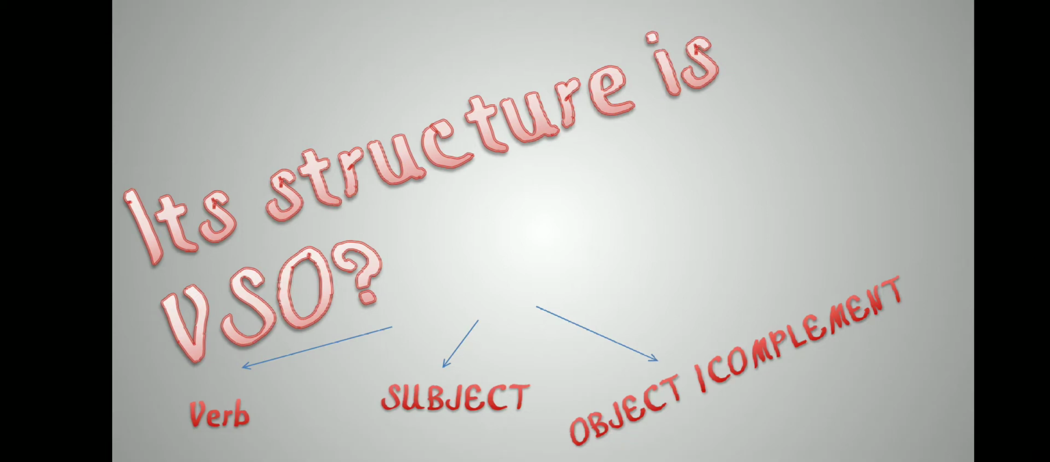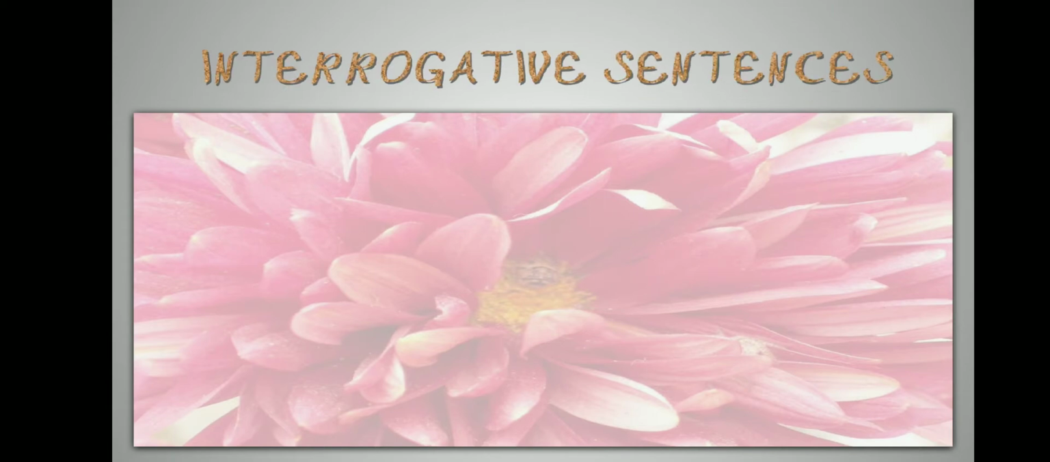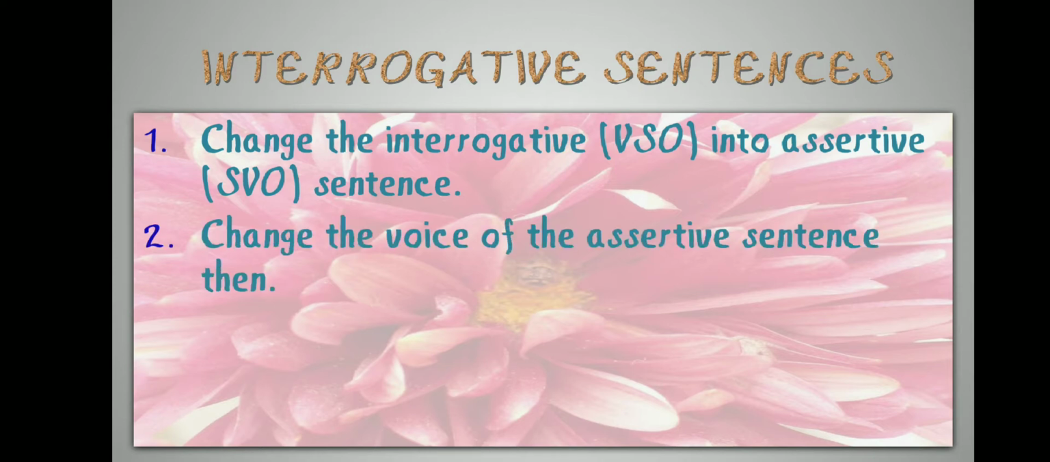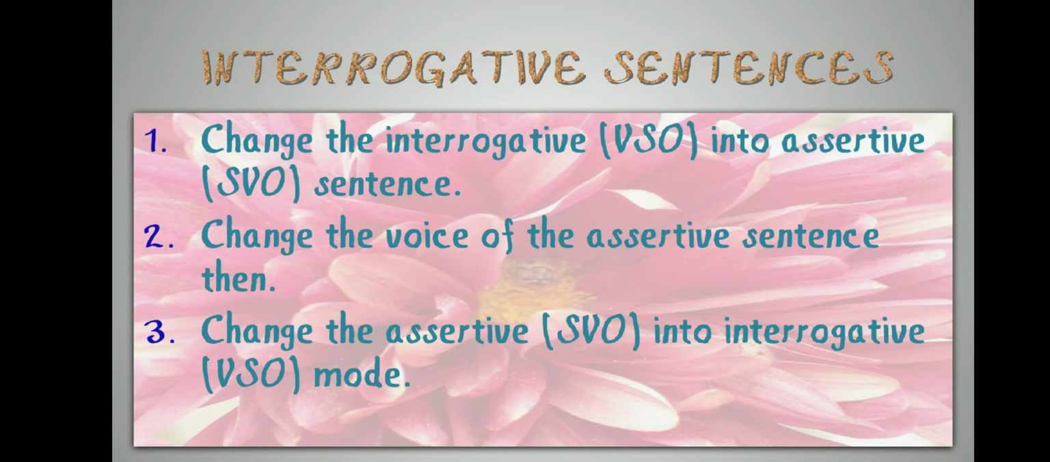So now we are discussing interrogative sentences, particularly yes-no questions. So this is the first rule for changing yes-no questions. Change the interrogative, that is VSO structure, into assertive, that is SVO structure. Remember, we need to change VSO into SVO. So there would be a transformation from interrogative sentence to assertive sentence, and then change the voice of the assertive sentence, just following the rules of assertive sentences that we learned in the previous video, and then change assertive into interrogative, that is SVO into VSO mode.